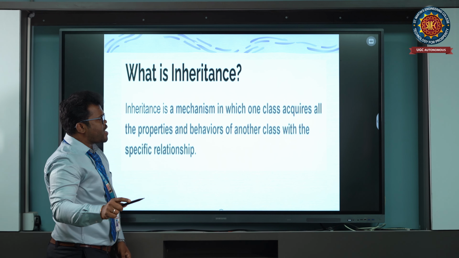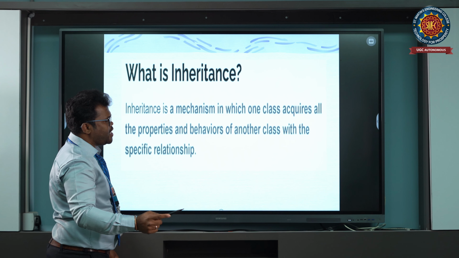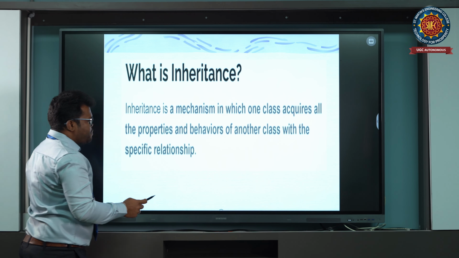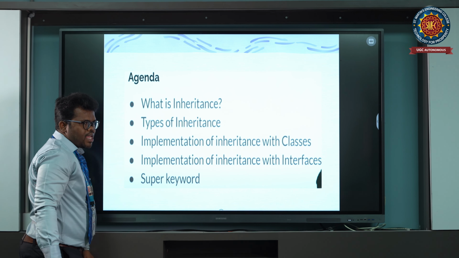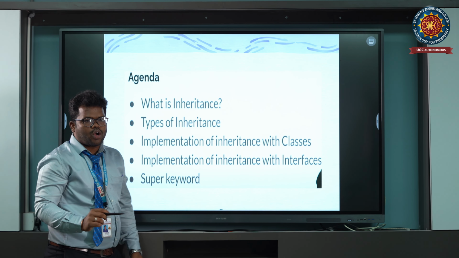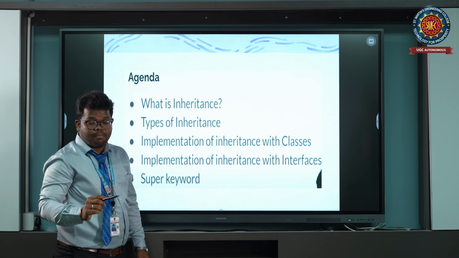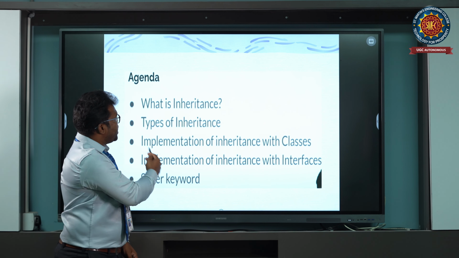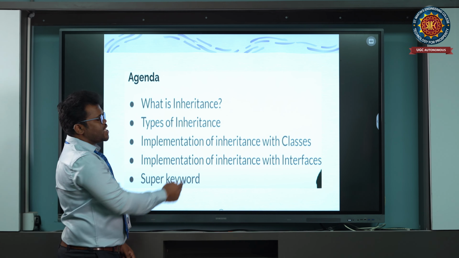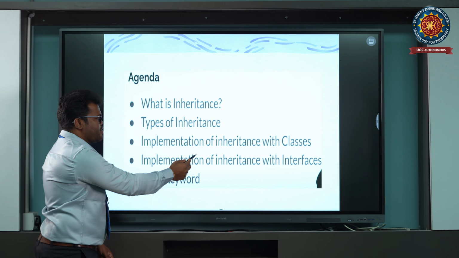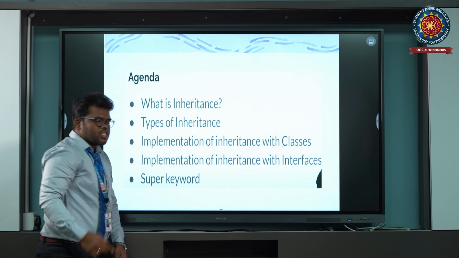Inheritance is a mechanism in which one class acquires all the properties and behaviors of another class with a specific relationship. The main advantage of inheritance is reusability. Code reusability is one of the main advantages of inheritance. The agenda of inheritance is: what is inheritance, types of inheritance, implementation of inheritance with classes, and implementation of inheritance with interfaces. Then the super keyword.